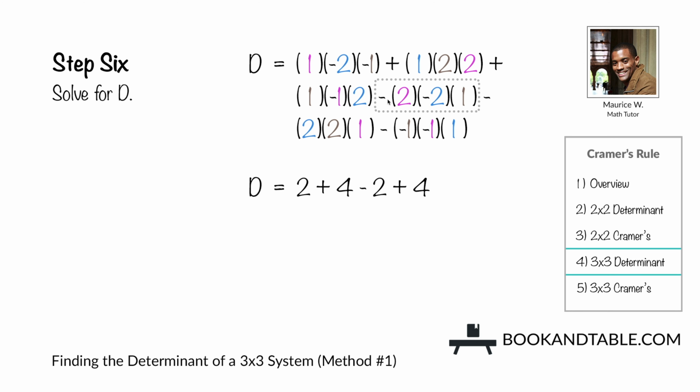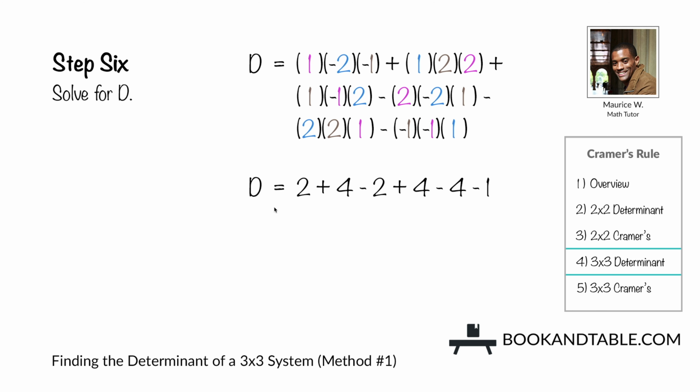And then we have minus 2 times negative 2 times 1. Negative 1 times 2 is negative 2. Negative 2 times negative 2 is positive 4. And positive 4 times 1 is positive 4. Then we have minus 2, which would be negative 2, times 2, which is negative 4, times 1, which is negative 4, minus negative 1. Negative 1 times negative 1 is positive 1. Positive 1 times negative 1 is negative 1. And negative 1 times positive 1 is negative 1.